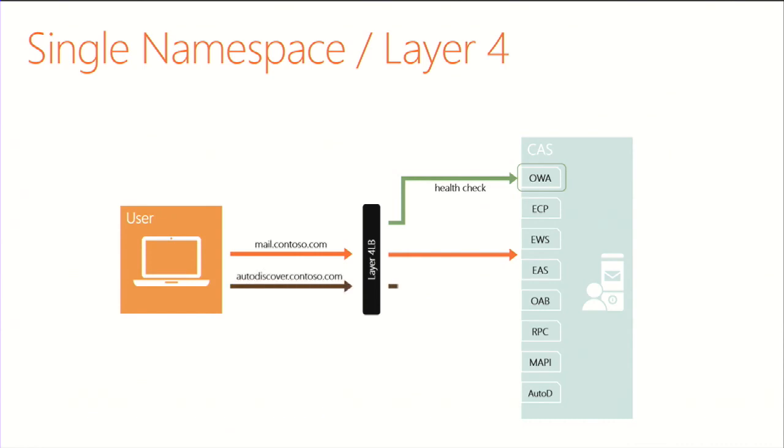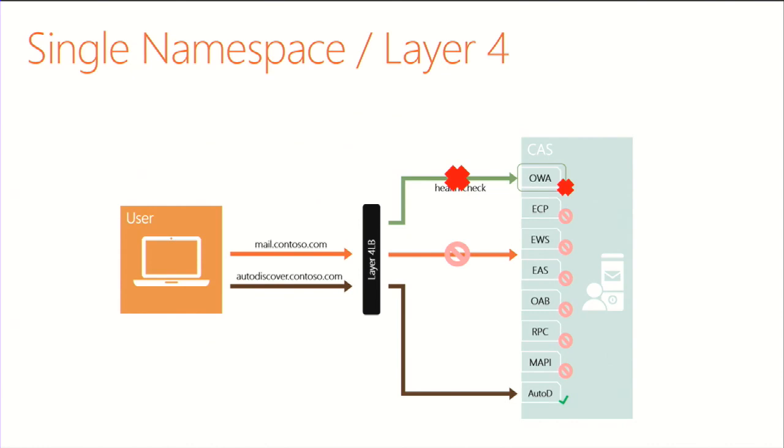This particular server will be part of the load balancing pool. Now I do have another rule on my load balancer for the autodiscover namespace. So it has its own health check as well. However, if this particular health check fails, then all the protocols on this particular CAS will be taken out of service.